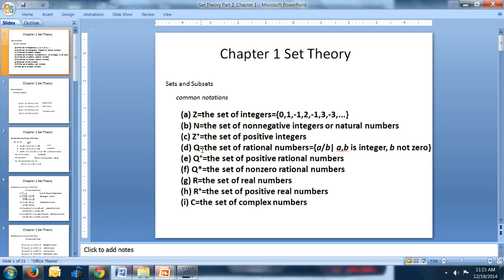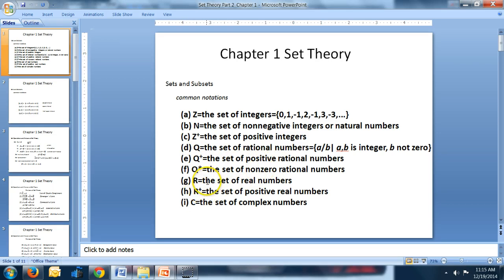Any rational number can be represented as A over B, where A and B are both integers, but B cannot be 0. You cannot divide by 0 to identify rational numbers. For instance, a rational number can be 5, which is represented as 5 over 1, or 2.5, which is 5 divided by 2. And then we have the Q plus, which is the set of positive rational numbers.